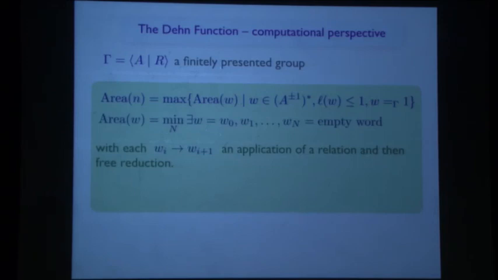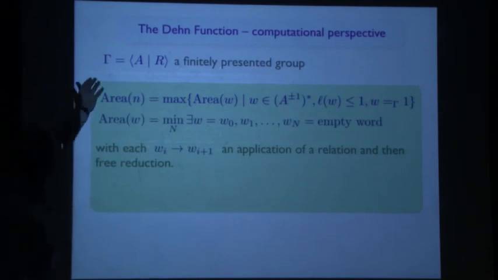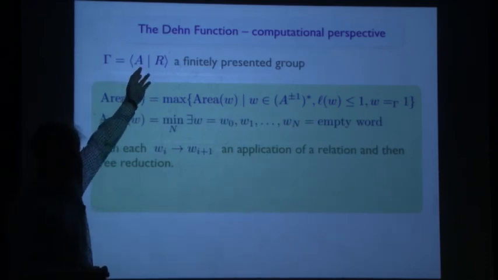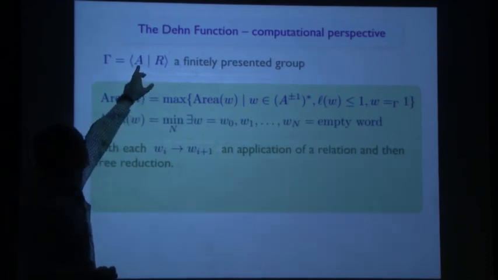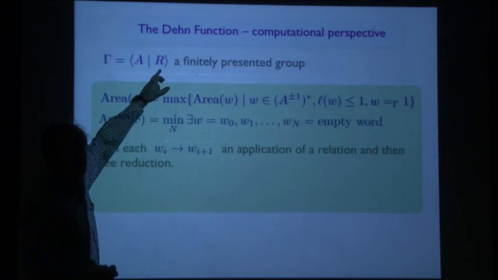Okay, so that's the word problem, and Dehn functions are sort of an intrinsic computational perspective on the word problem. This is specific to finitely presented groups now. So we've got Gamma, a finitely presented group, with a finite list of generators and a finite list of defining relations.